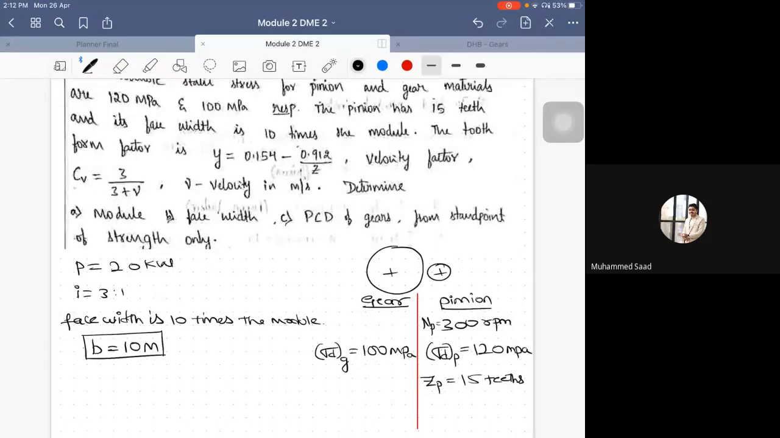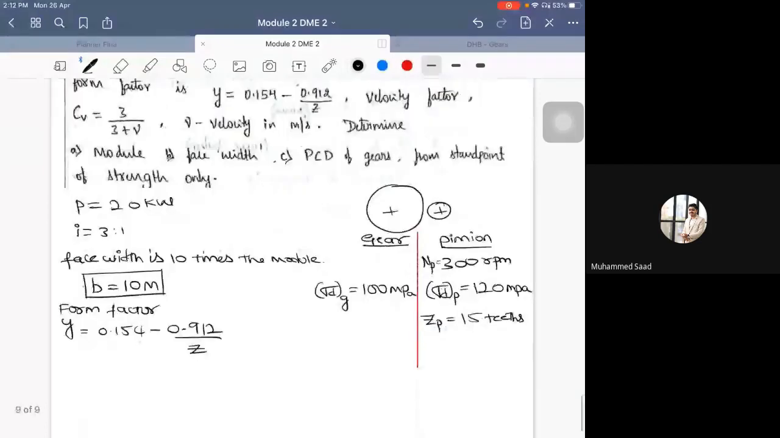Very good. Next, the tooth form factor. Form factor y he has given as 0.154 minus 0.912 divided by z. So this is the equation for the form factor he has given.